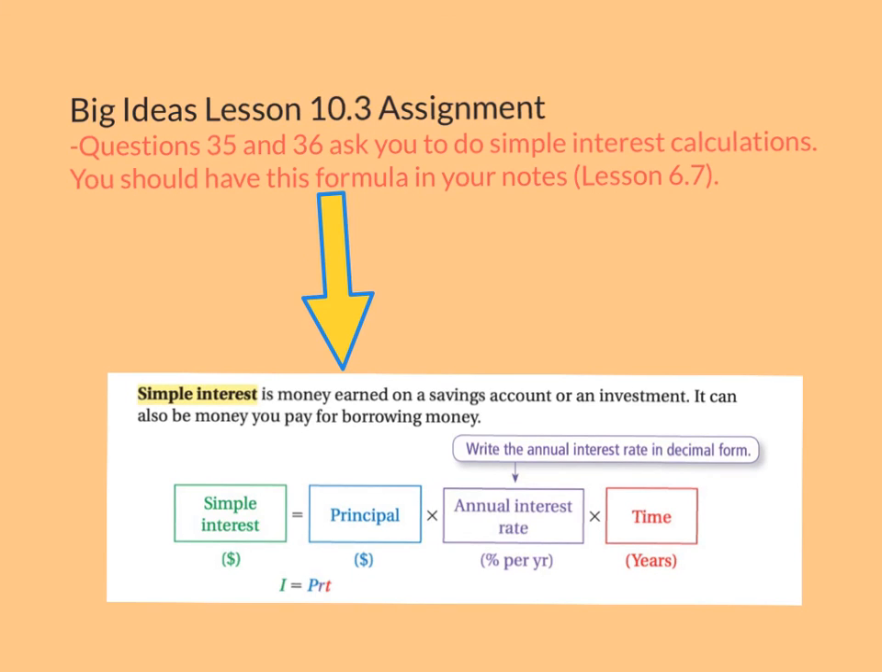All right, your assignment for today is to do the Big Ideas lesson 10.3. For questions 35 and 36, you're going to have to do some simple interest calculations. You should have this formula shown below in your math notebook. It was lesson 6.7, so chapter 6, lesson 7. But if not, you want to make sure you're writing down this interest formula. To get simple interest, we take the principal, the amount that you are borrowing, times the annual interest rate. We use a decimal when we use that, and then the time in years.